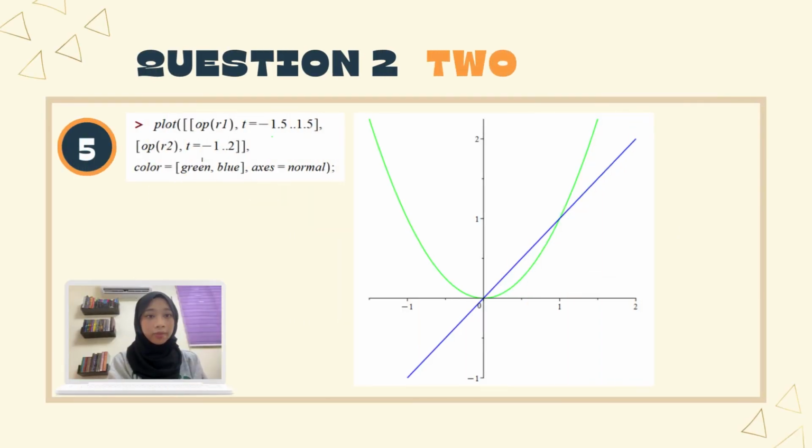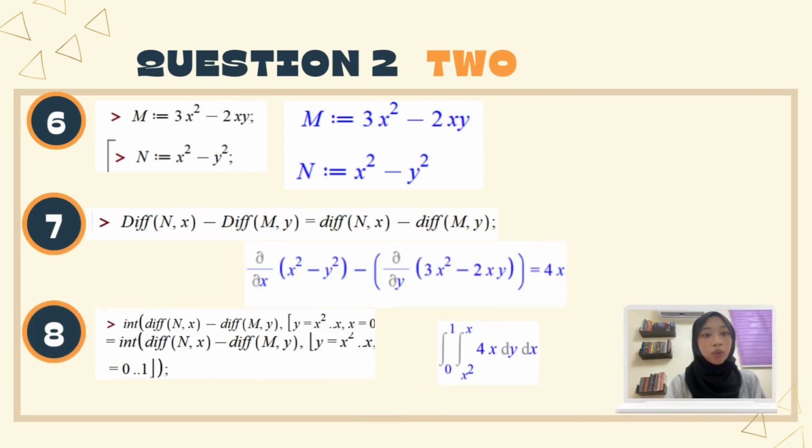For step 5, we will be plotting the graph. And the command that we will use is plot option R1 t equal to negative 1.5 until 1.5, and that is the range for x and y. Option R2 t equal to minus 1 until 2, and the colors that we will use for the graph are green and blue, and the axes equal to normal.